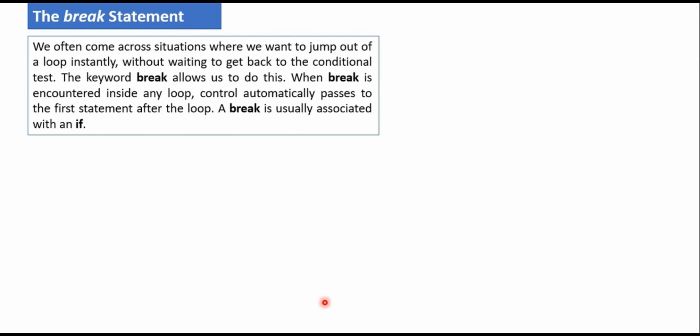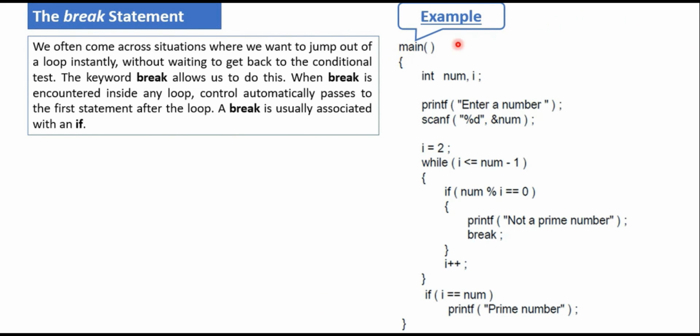So here is an example in which we have a main function, two variables initialized, num and I, and I have read the value of num from the user. Initialize the value of I equal to 2, while I is less than or equal to num minus 1, check if num modulus I is equal to 0. If num modulus I equals 0, we printf not a prime number and just break the loop.